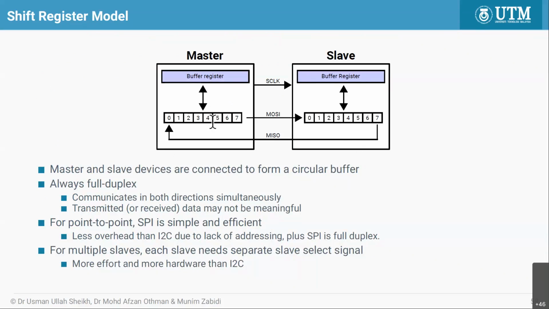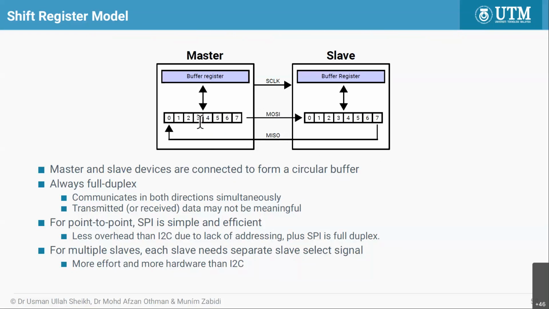So the master and slave are connected in the form of a circular buffer. There is a shift register in each, but the shift registers are connected, so it becomes like one big shift register with a size of 16 bits. And the connection is always full duplex. That means data comes and goes at the same time. And depending on what you're doing, the data may not be meaningful.